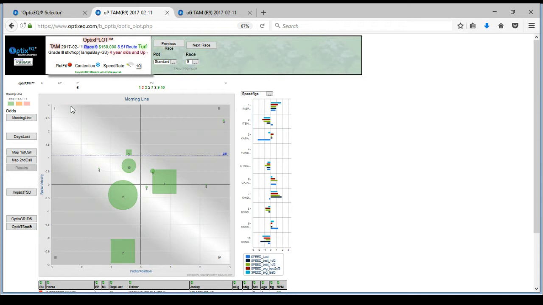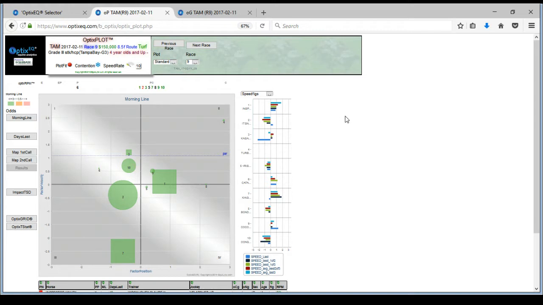I'm going to do a video later this morning with Scott Shapiro looking at the Sam F. Davis. But let's look at this race here. This is the Tampa Bay. It's a grade 3 on the turf for 4-year-olds and up.